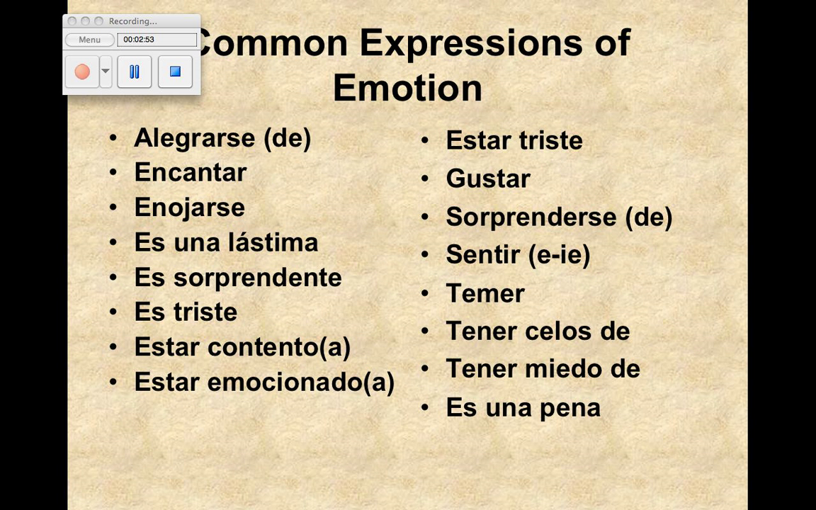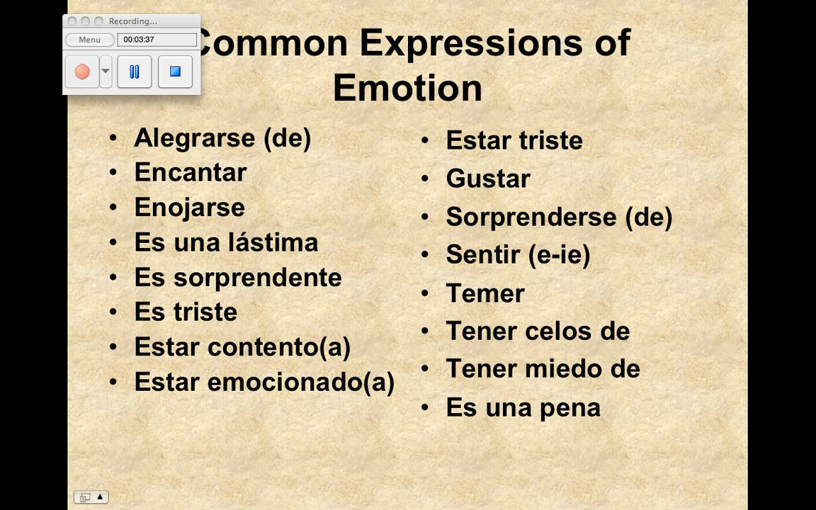Let's look at some of these expressions. Now you need to know these. Some of these are already on your sheet, some of them are not. So you have to know them because you will see them. Alegrarse is to be happy. Encantar, to love. Enojarse is to be angry. So like you say, yo estoy enojada. Me enojo, te enojas, etc. Es una lástima. You've learned that. It's a pity. Es sorprendente. These are also, of course, impersonal expressions. It's surprising. Es triste. It's sad.